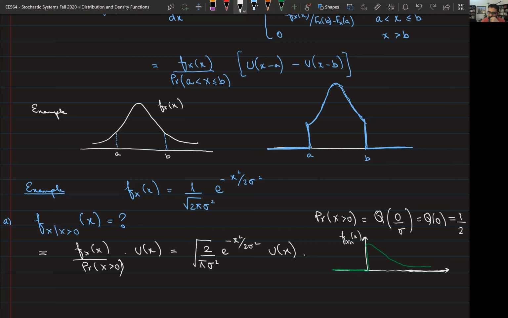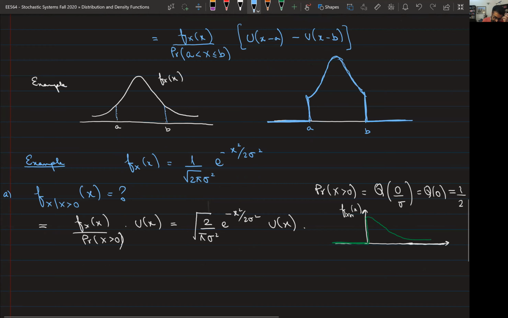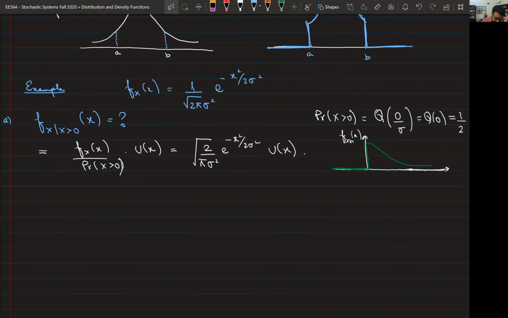Okay. All right. Now, let's do another example for the B part, which is what is the conditional PDF of x given that the absolute value of x is greater than 3.